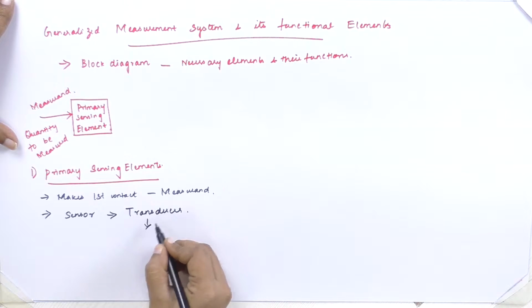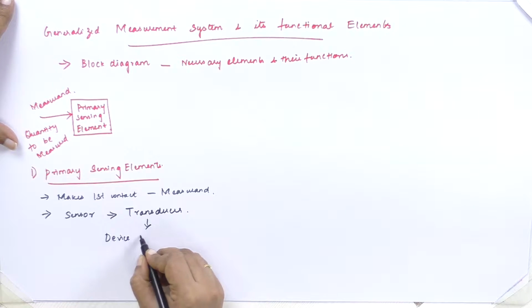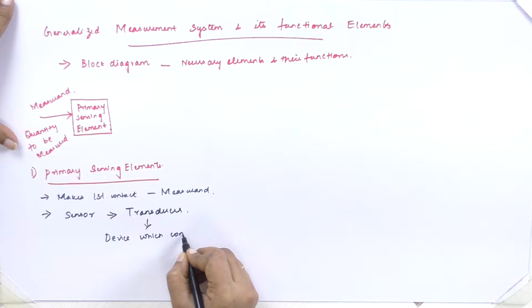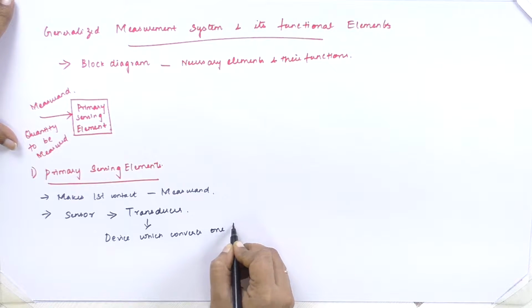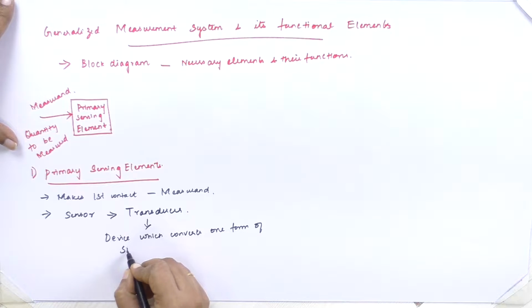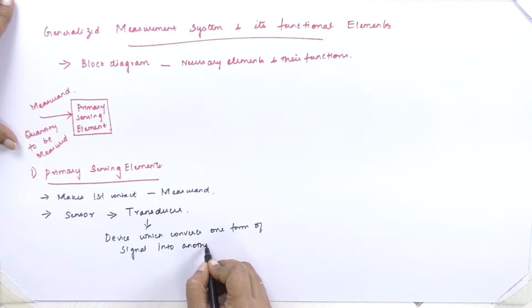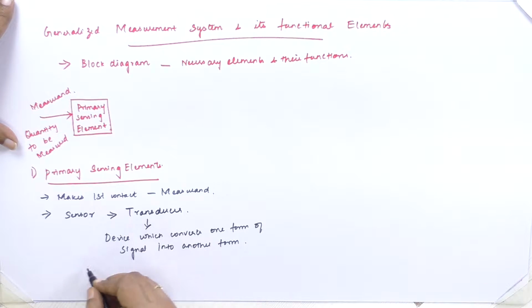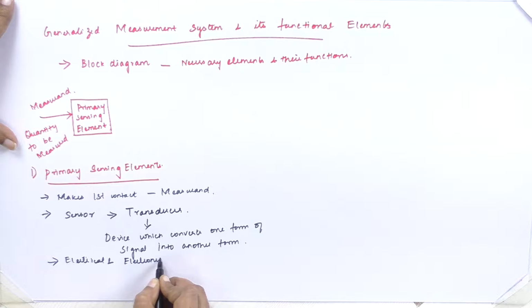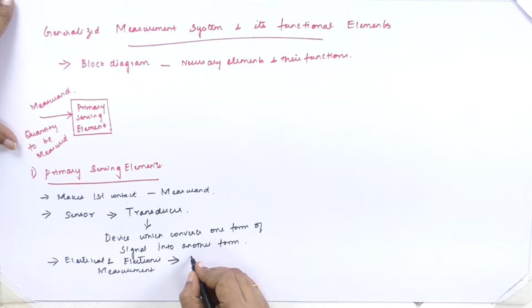What is a transducer? We know that the transducer is a device which converts one form of signal into another form. In case of electrical and electronic measurement, this transducer will convert any physical quantity into an analog electrical signal.